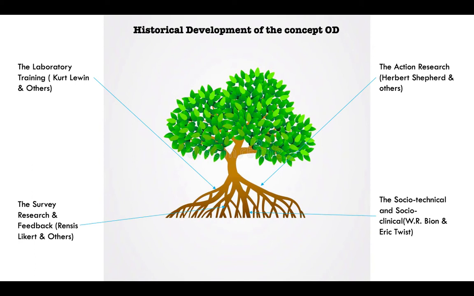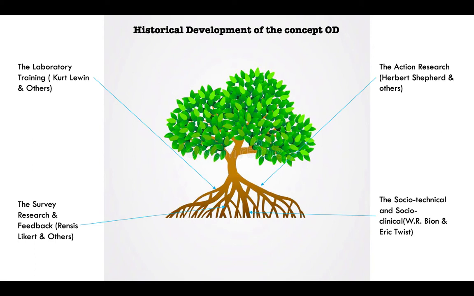These four major stems are an analogy to help you understand the historical development of OD. The first stem, the most important and the beginner, the propounding stem, is laboratory training, which was propounded by Kurt Lewin. This was identified somewhere between 1940 and 45.